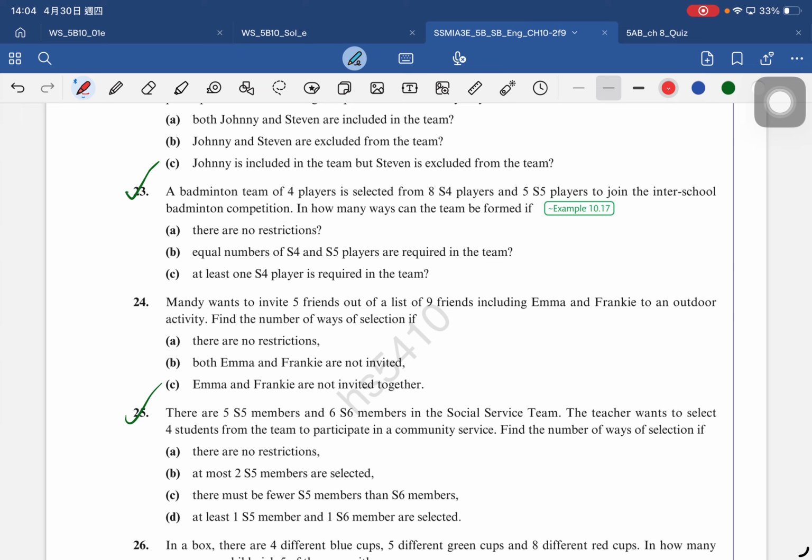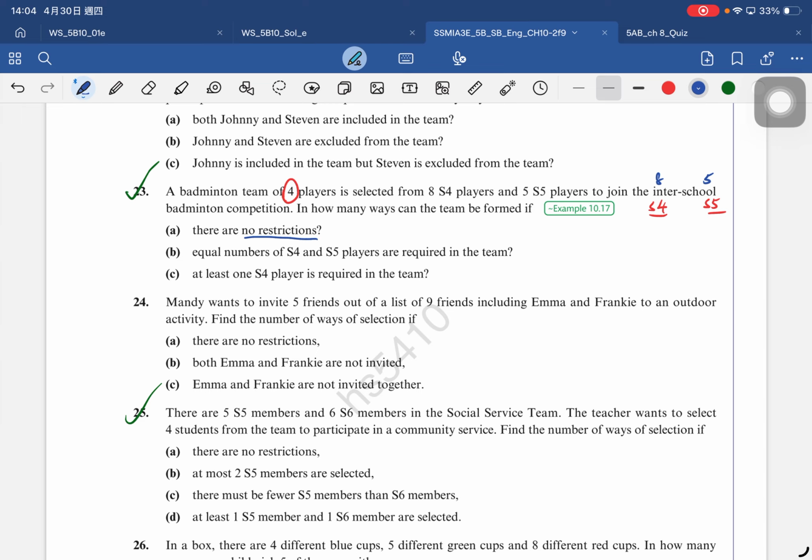Question 23. A badminton team of 4 players is selected from S4 and S5. So immediately you should draw the figures. There are 8 S4 and then 5 S5 students at the beginning. Now as a whole you should select 4 players from them. In how many ways can the teams be formed if there are no restrictions?